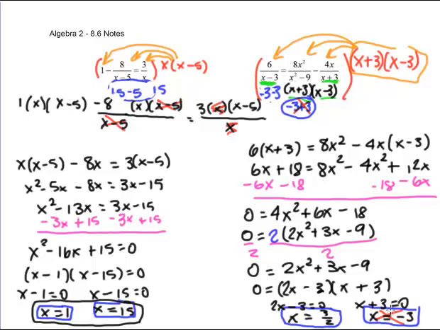You've got to check this thing. And again, if you'll graph this and look at the intersection, there's only one point of intersection on this graph.